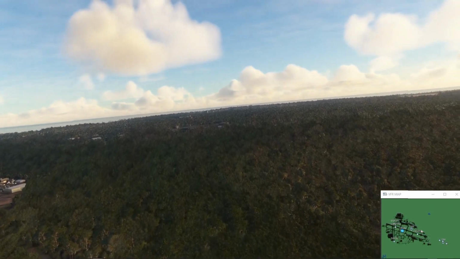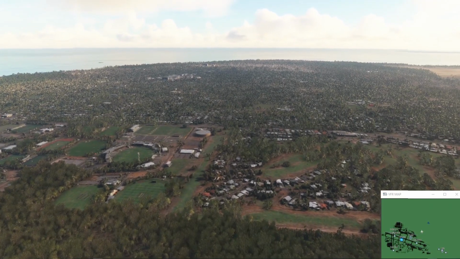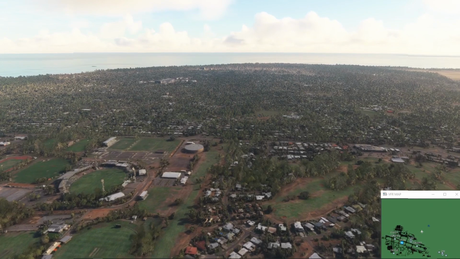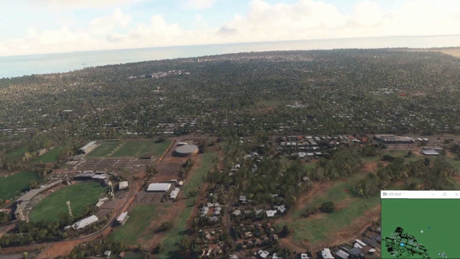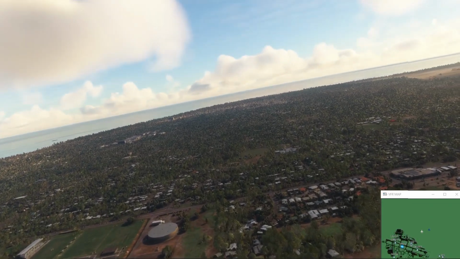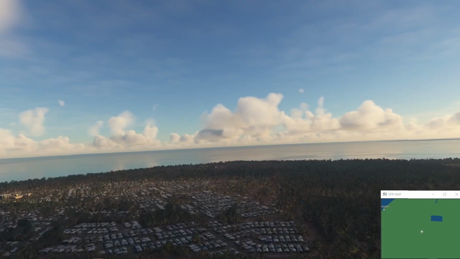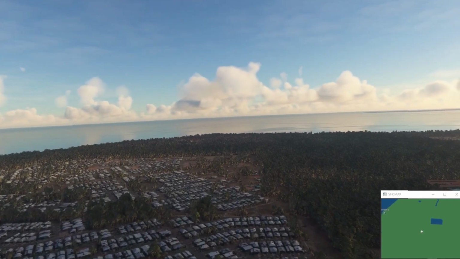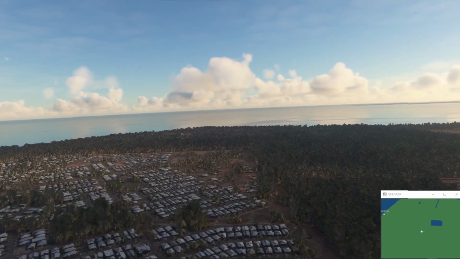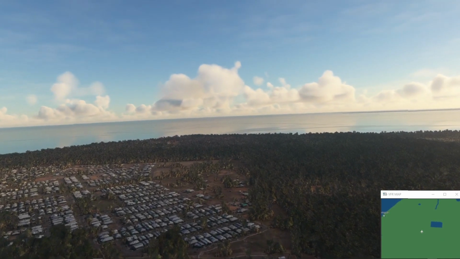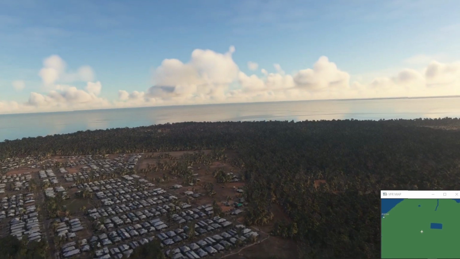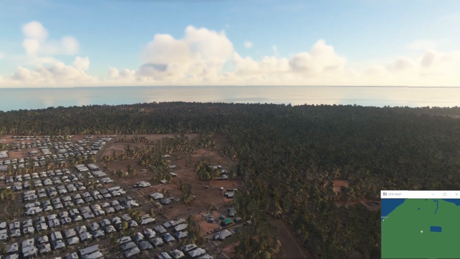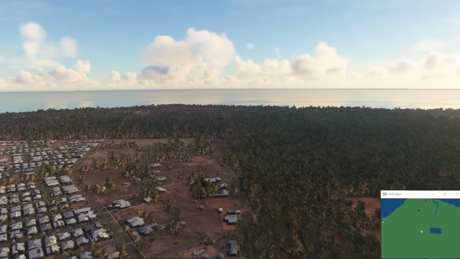Darwin's had a pretty rough history in that it's been destroyed 4 times. Once in World War II in 1942, when 188 Japanese warplanes bombed Darwin. It was the same fleet that bombed Pearl Harbor as well. And then 3 times by cyclones, most recent in 1974. So it's had to rebuild itself quite a few times. In 1869, it was established, and the average temperature ranges between 23 and 32 degrees Celsius. So it's got a pretty nice moderate temperature.